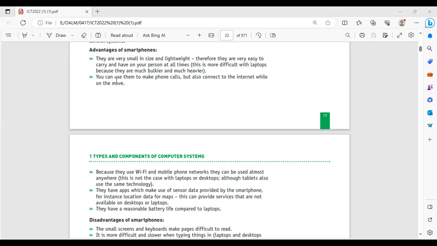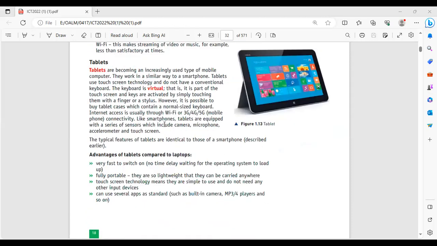Good, very good. So next one is tablet. Yes, Shumail, can you go through this one and tell us about the features of the tablet? Yes, sir. I'll read it first. Okay.